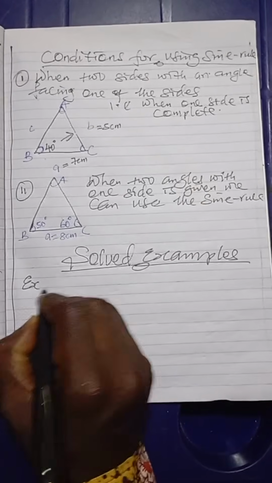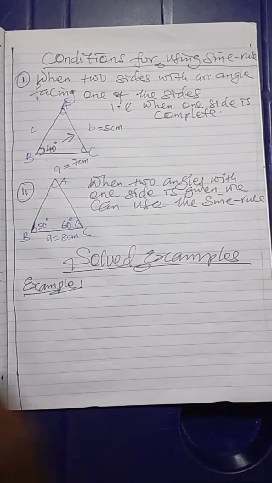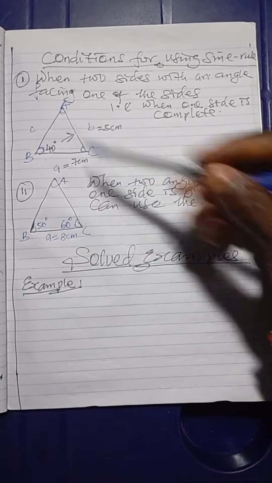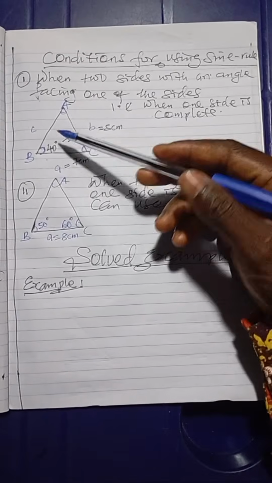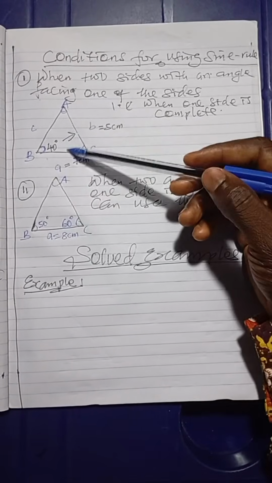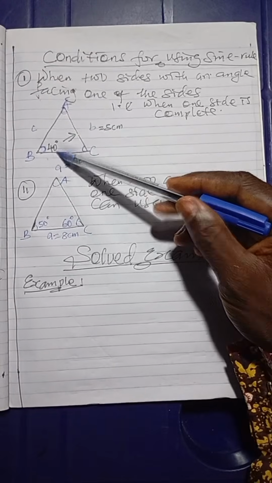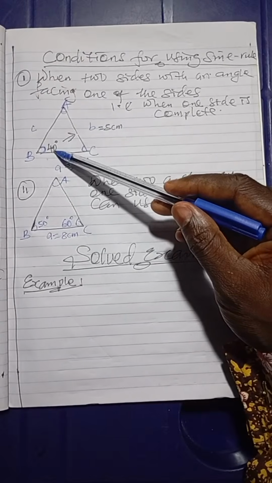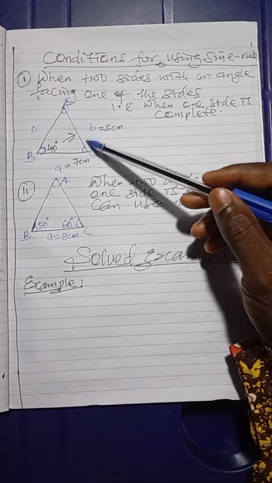Example 1. In triangle ABC, is there any question with respect to what I said? I just want to recap. I said you apply sine rule when you have two sides with one angle given, and majorly, one of the angles must face the side. That is to make it complete.